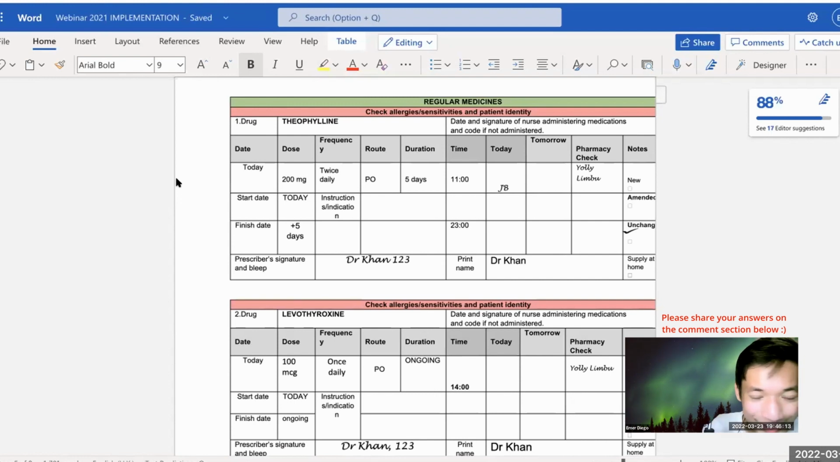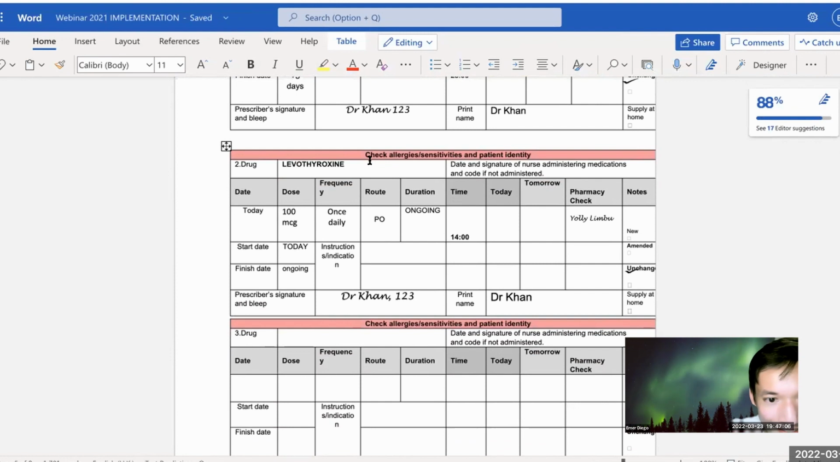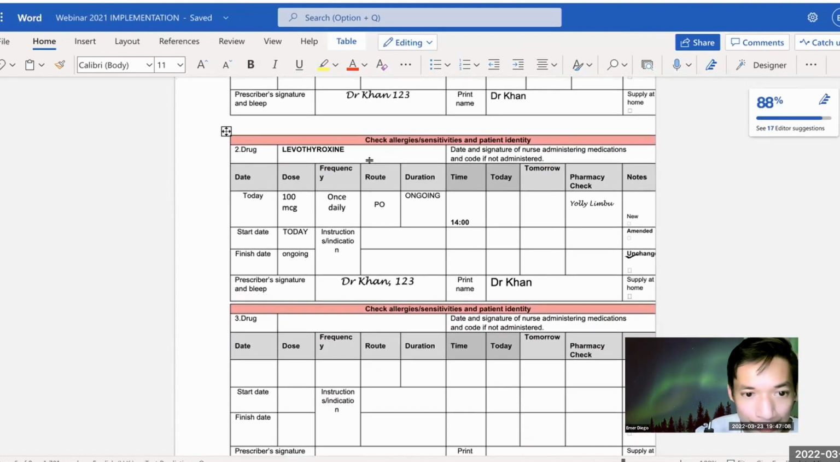Please type your answer. Who could answer me? What is the drug classification of clarithromycin and what is theophylline for? Next is levothyroxine. The date is today. The dose is 100 micrograms. The frequency is once daily. The route is per RM. The duration is ongoing. Start date is today. The finish date is ongoing. Signed by Dr. Khan, 123.